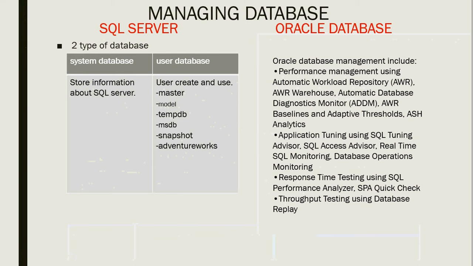Managing database. SQL Server has two types of database, which are system database and user database. System database stores information about SQL Server and user database. Users create and use master, model, tempdb, msdb, snapshot, and AdventureWorks.